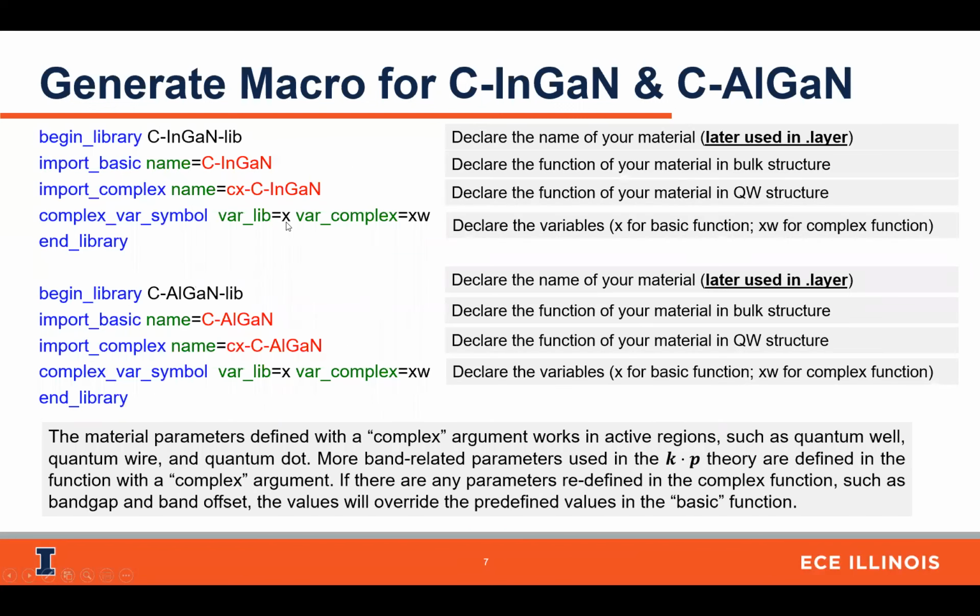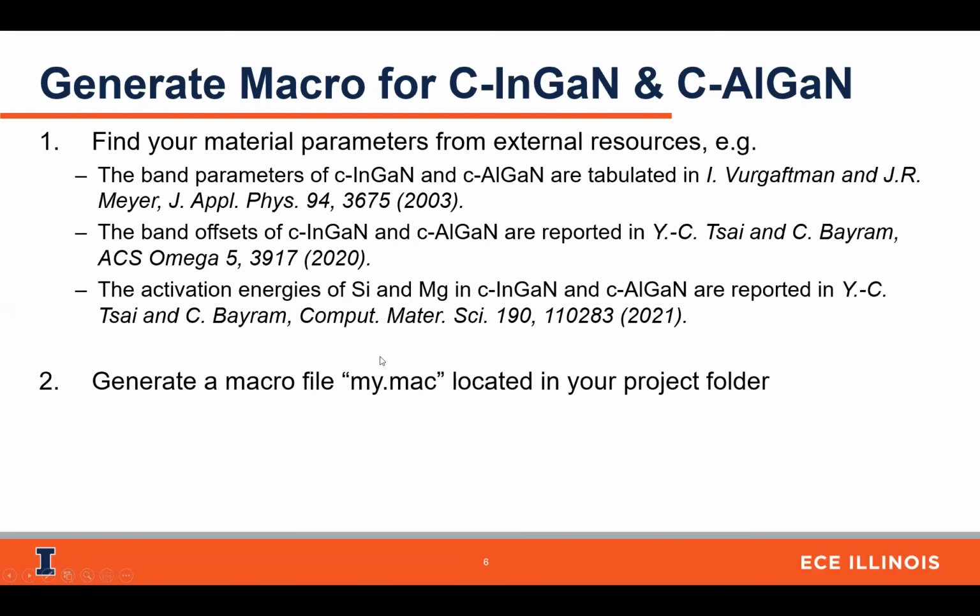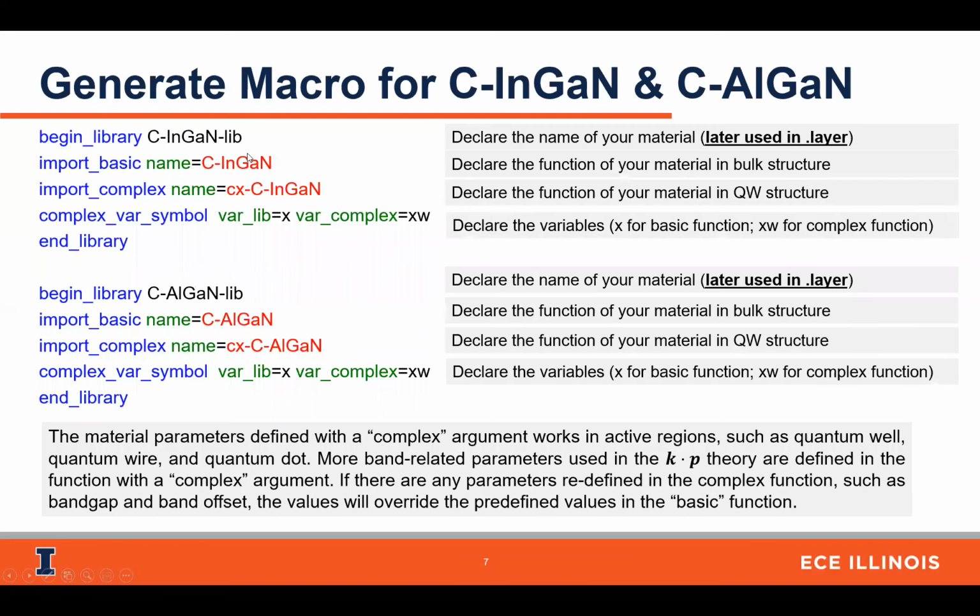So what is inside this my.mac file is, first, you need to label your new material. Here I declare the name of my material to be C InGaN light LIB, and import basic, with name equal to cubic InGaN. So this line declares the function of your material in the bulk structure.